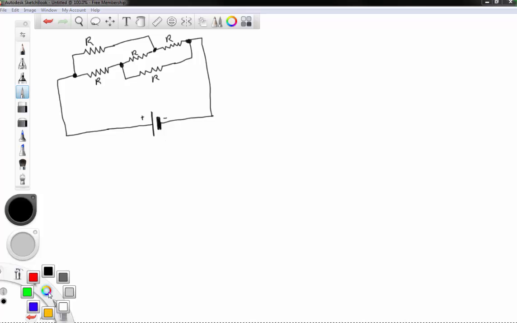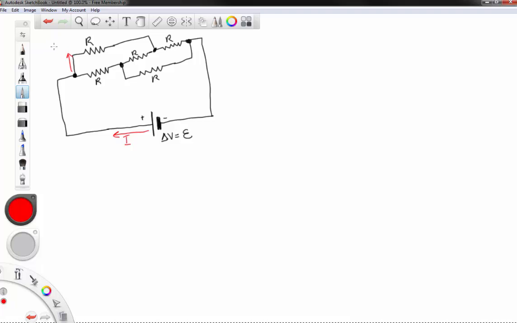So how we're going to solve using Kirchhoff's laws is that we're going to go ahead and assign some currents. So the first thing that I'm going to do is I'm going to assign a current that I'm going to call I that comes out of this battery. The battery, by the way, had a voltage delta V equal to the EMF. All right, so this current I enters into this junction and can split in two. One part goes here, we'll call it I1. One part goes here, we'll call it I2.